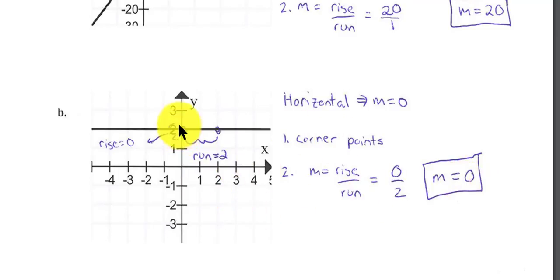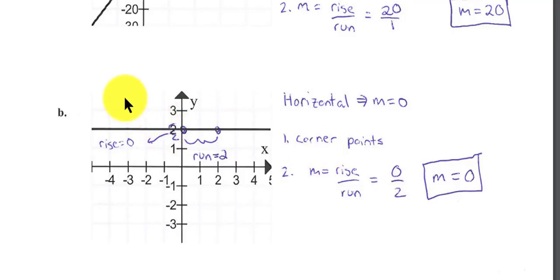You could also think about the rise over the run, right? The rise is 0, right? This line does not rise, and it does run. And it doesn't matter how many units it runs. You could run 1 unit, 2, 3, 4. The bottom line is the rise is always going to be 0, so your slope will always be 0.